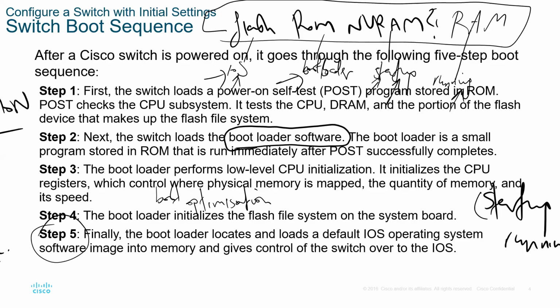Let's get done with it. What you need to know are the 5 steps: ROM monitor, the configuration registers, operating system loading, and configuration file loading. Those are the 5 steps that we have.